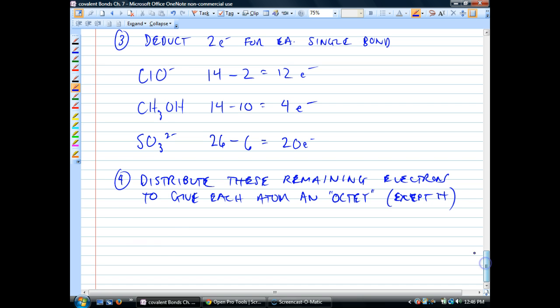So here's what we do. For the first one, we've got Cl and O. We've used up 2. We have 12 remaining. 1, 2, 3, 4, 5, 6, 7, 8, 9, 10, 11, 12. Done. Everybody's happy. We have 8 around the chlorine because the bond counts as 2, so it goes 2, 4, 6, 8. And we also have 8 around the oxygen. 2, 4, 6, 8. So everyone is happy. We're going to put a bracket around this and a negative charge, just to remind us that the whole thing has a negative charge.